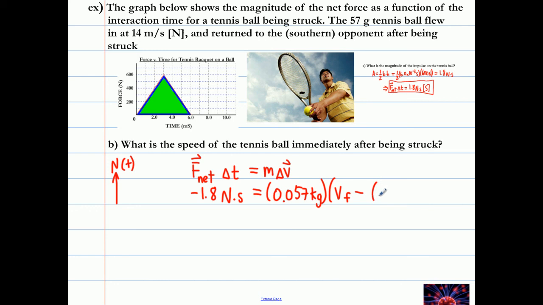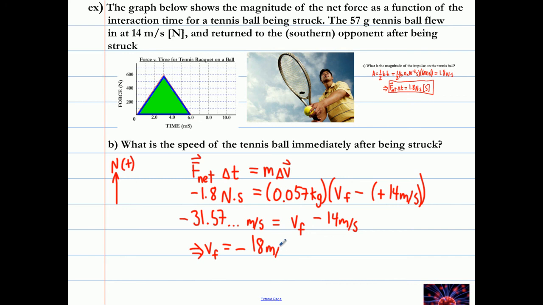The mass of the tennis ball is 0.057 kilograms, and the speed change is the final speed minus the initial speed. Initial speed is north, so we slap a positive on that. Okay, divide both sides by 0.057, and we get negative 31.57 meters per second on the left, and we're left with vF minus 14 meters per second on the right. Add 14 meters per second to both sides, and we end up with negative 18 meters per second.